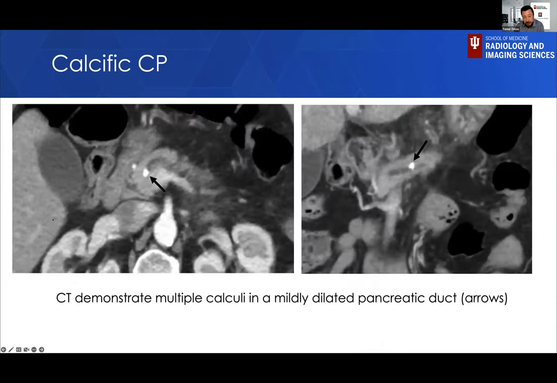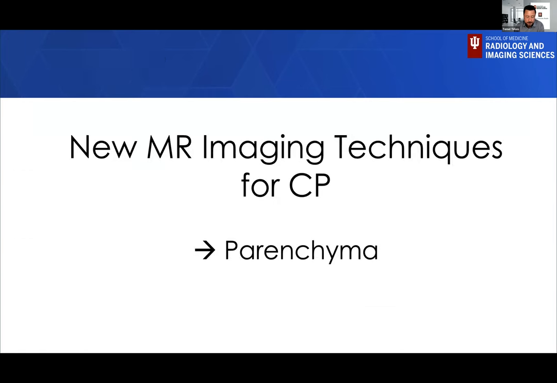If there is calcific chronic pancreatitis, you won't be able to see the calcification with MRI or MRCP. That's basically the main limitation of MRI. So CT definitely has a place in imaging of chronic pancreatitis. After the diagnosis with MRI and MRCP, oftentimes the follow-ups are performed with CT.